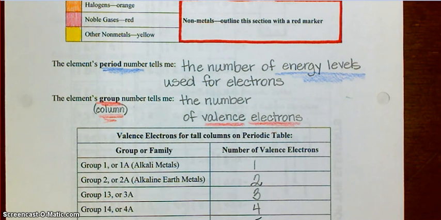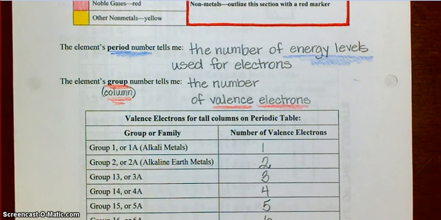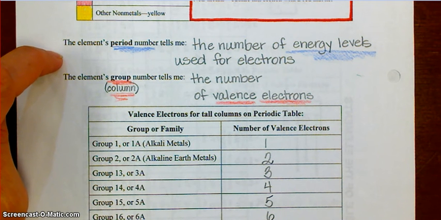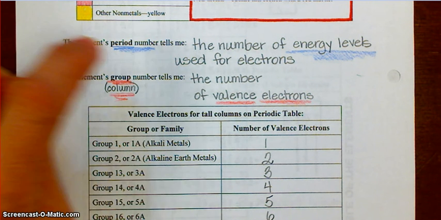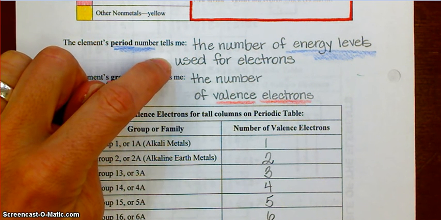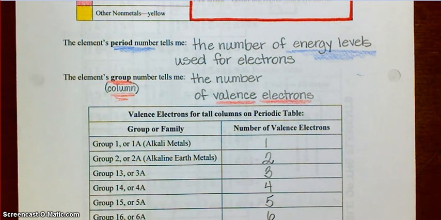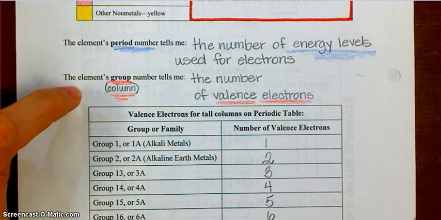Okay, we have talked about this before, but I'm going to remind you guys that this is the case. The element's period number, the row that the element is in, tells me the number of energy levels I have to use to place all the electrons. For instance, hydrogen and helium are in row 1 or period 1. They only need 1 energy level to accommodate all of their valence electrons, because they only have 1 or 2 valence electrons to begin with, or total electrons. Okay?